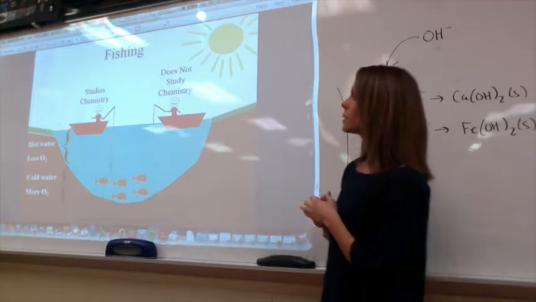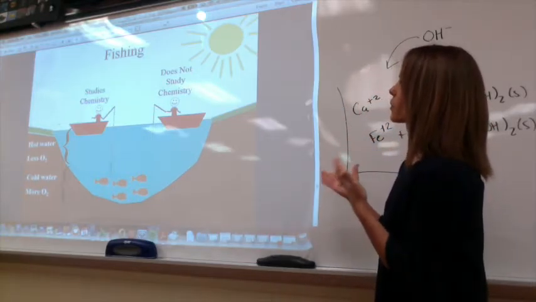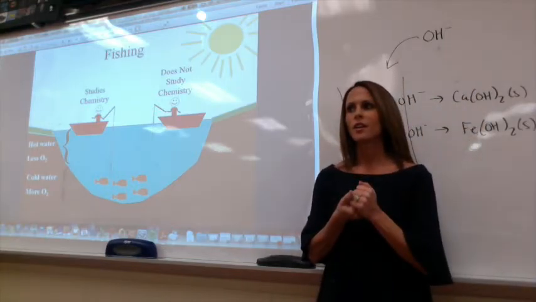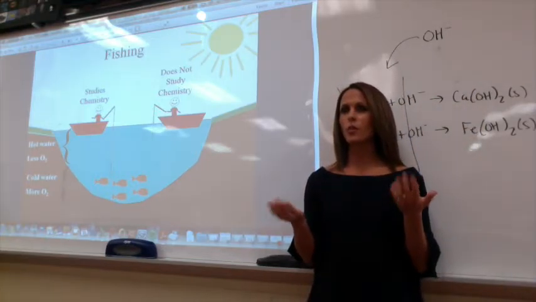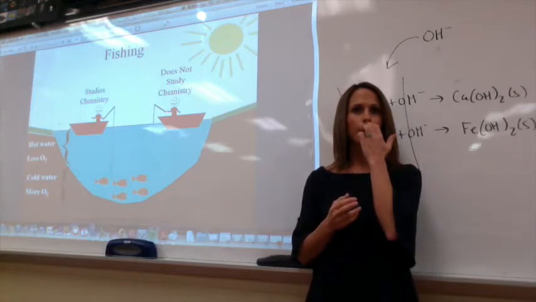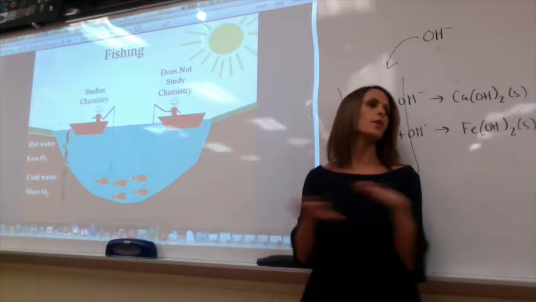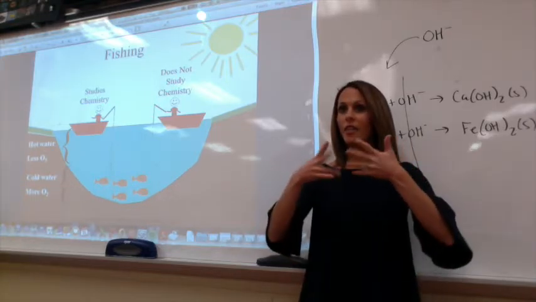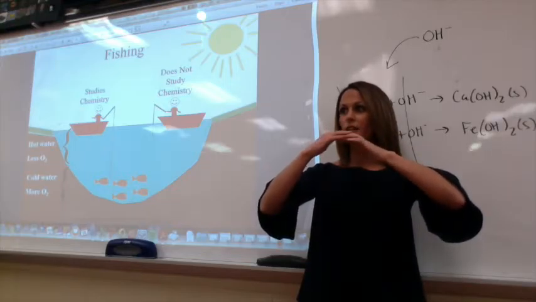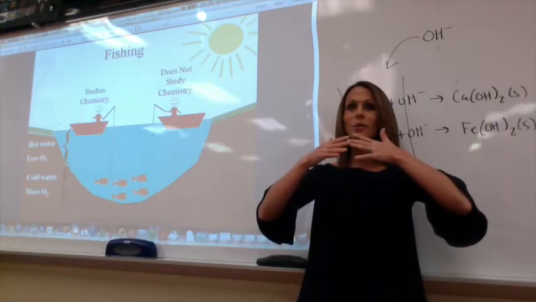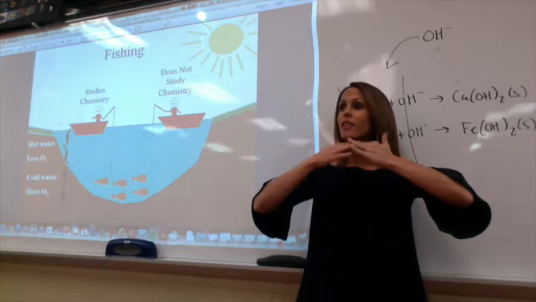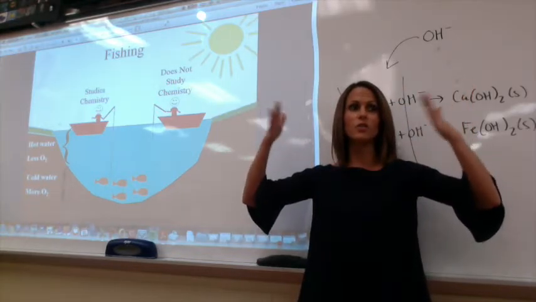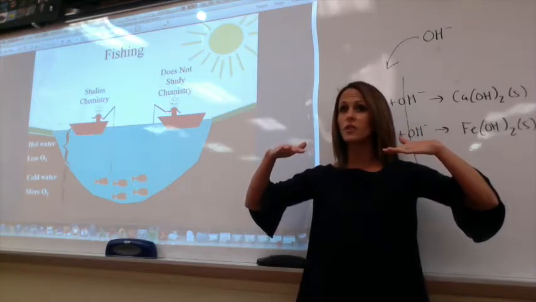But why is the person who's not studying chemistry not catching fish? The fish need more oxygen. And where do the fish go on a hot sunny day? What happens on the surface of the water? It gets warm. The oxygen particles are held by weak induced dipole-dipole forces, and then as they heat up and kinetic energy increases, they release the gases into the atmosphere again. So there's very little oxygen gas on the surface, right?